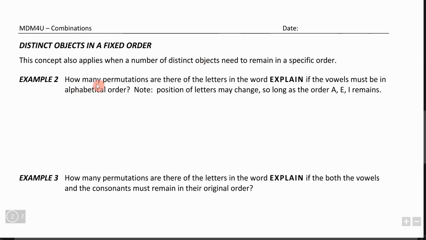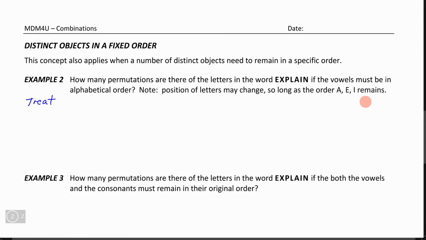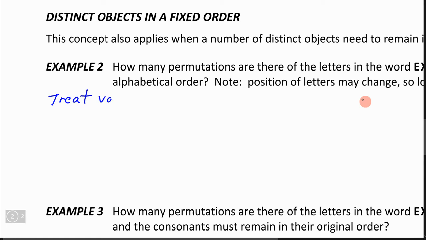Now, example 2. How many permutations are there of the letters in the word EXPLAIN if the vowels must be in alphabetical order? Note, the position of the letters may change so long as the order A, E, I remains. So we treat the vowels as one, since they cannot change order.